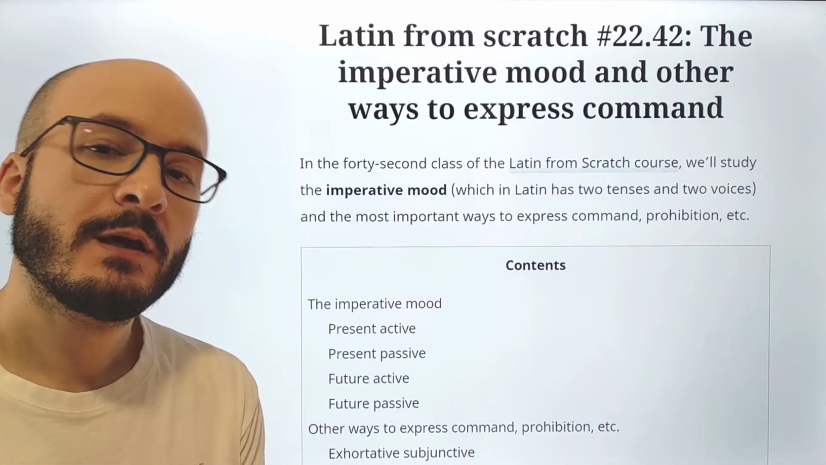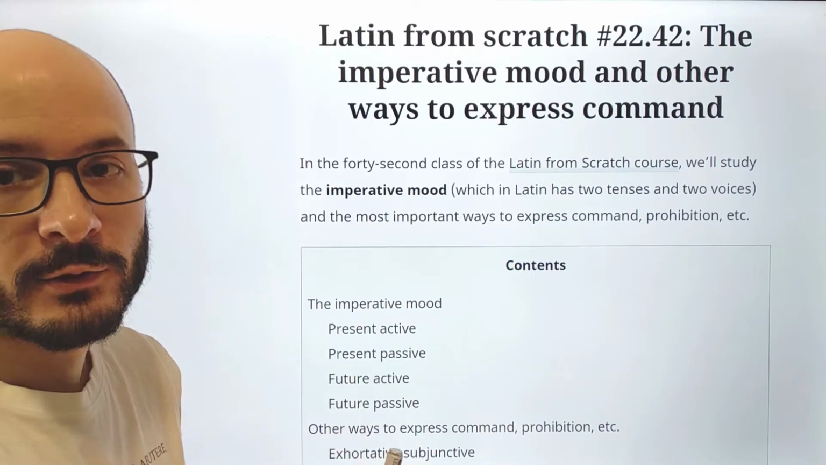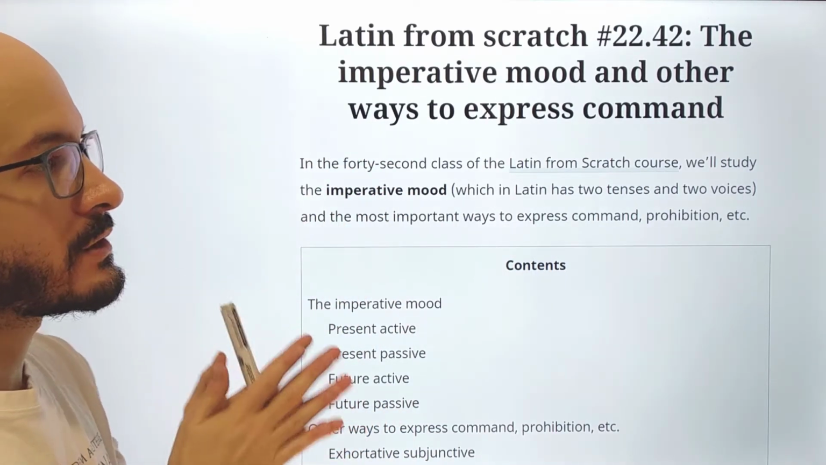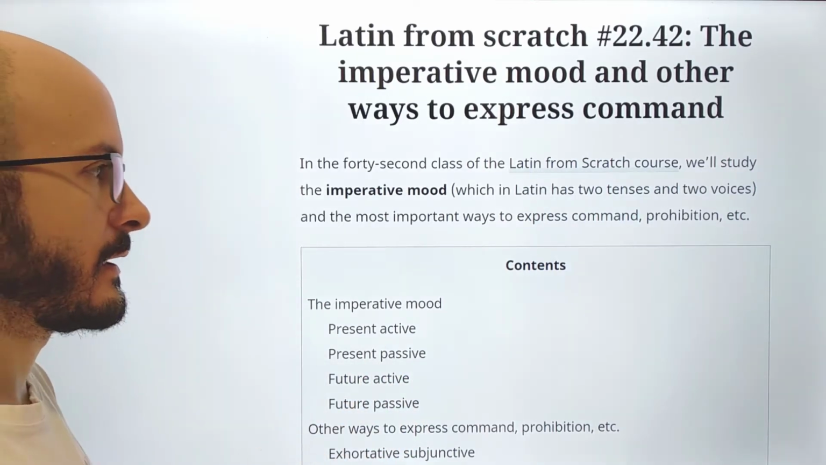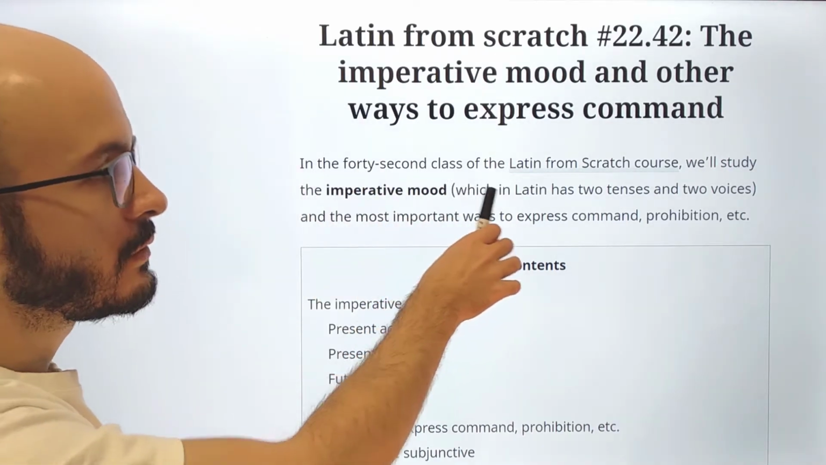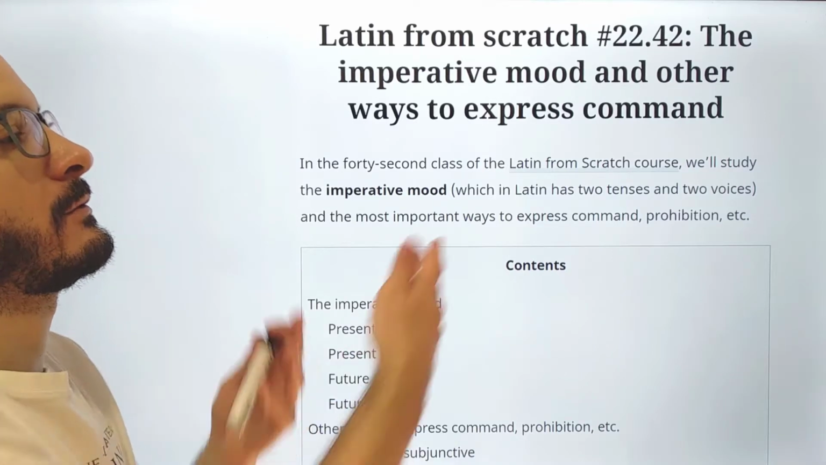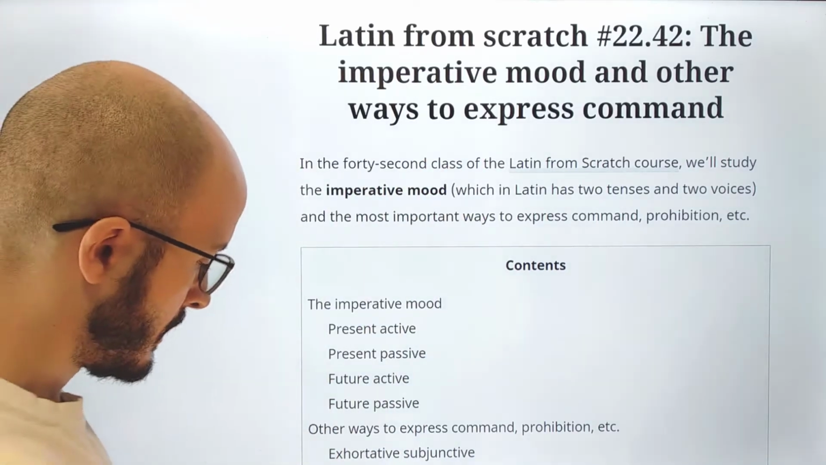Latin from scratch. We got to the last class of the fundamental theory of the course, which is the imperative mood and other ways to express command, orders, prohibition, etc. So we'll study mostly the imperative mood, which in Latin has two tenses and two voices, and the most important ways to express command, prohibition, etc.